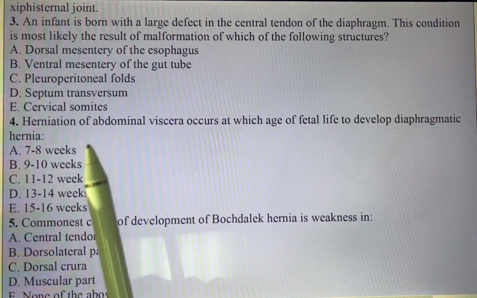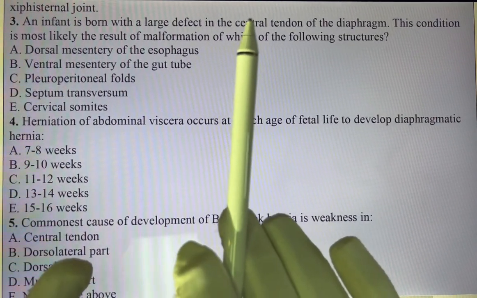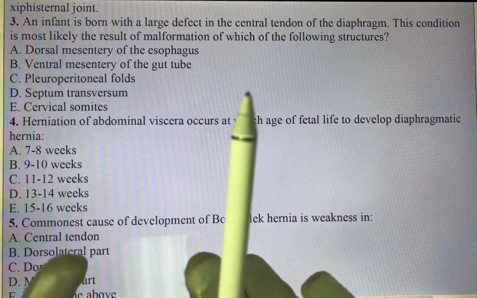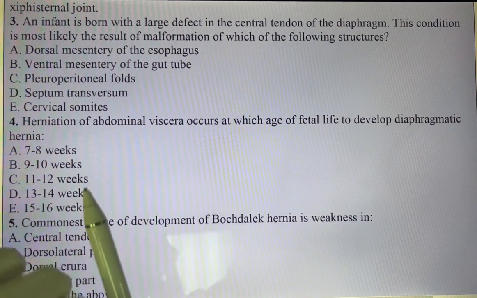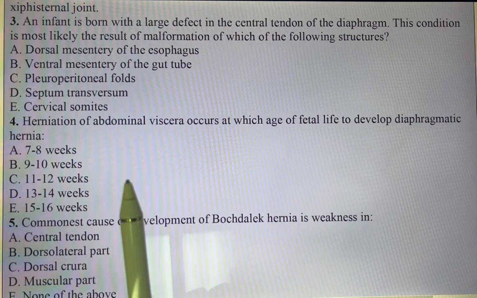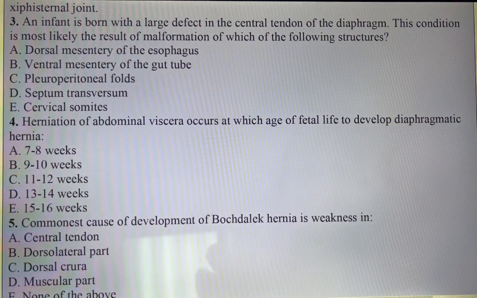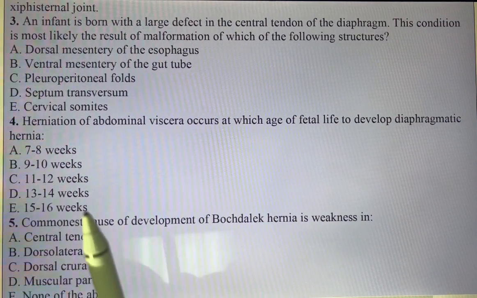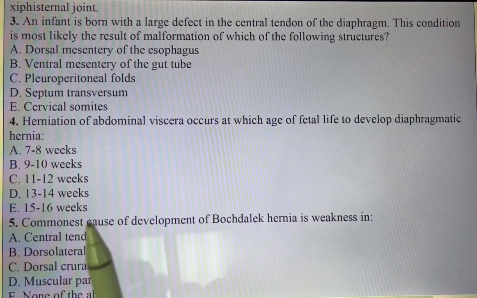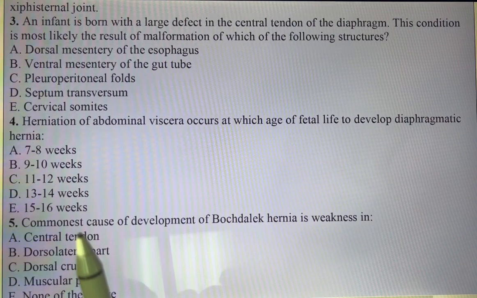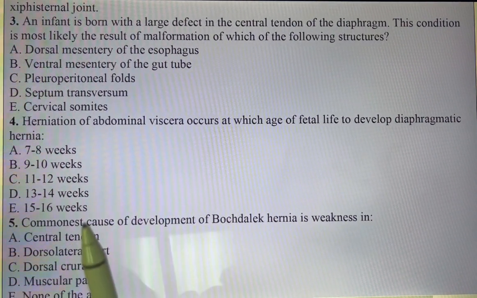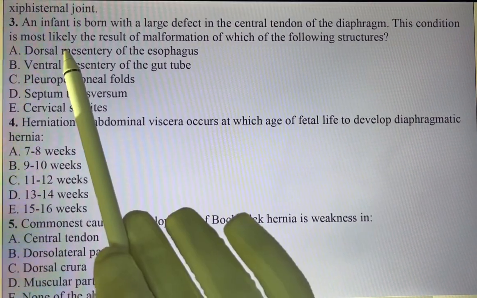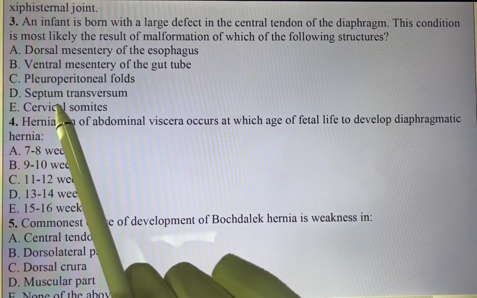The central part is the septum transversum. We call the central part the septum, while the dorsolateral part is from pleuroperitoneal membranes. And after that, the muscular part is from the thoracic muscles, and the esophageal mesentery forms the crura part of the diaphragm. So the answer of this question is septum transversum.